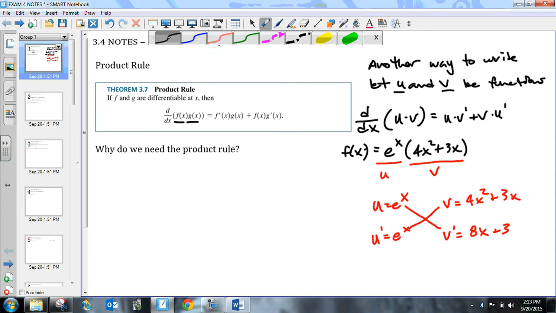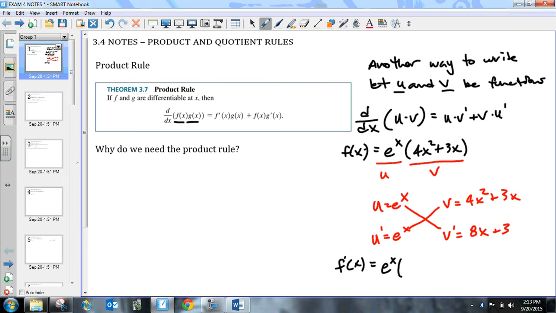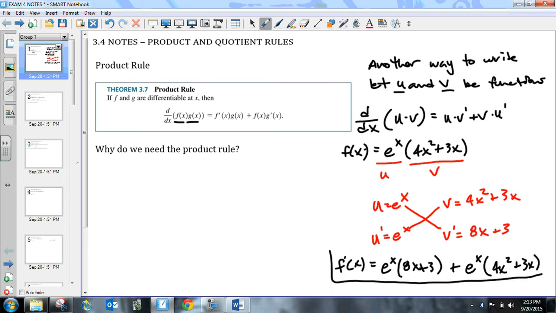So, if I wanted to write f prime of x, then I get u times v prime. So I'm going to write this, e to the x times 8x plus 3 plus e to the x times 4x squared plus 3x. And so this whole thing that I've got here is my derivative of f, okay? And this is why we need the product rule, okay?